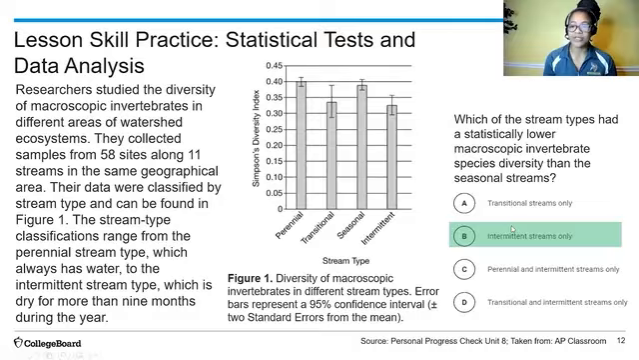So if we're looking at which of the stream types had a statistically lower macroscopic invertebrate species diversity compared to the seasonal streams, if you look at the seasonal streams, you'll see the error bar here. The only other bar on this graph that does not have an error bar that overlaps with the seasonal error bar would be the intermittent. And that means that these two are in fact statistically different from one another. So our selection should be B.